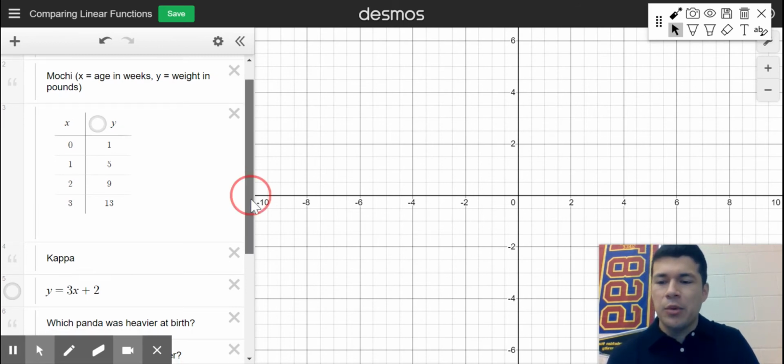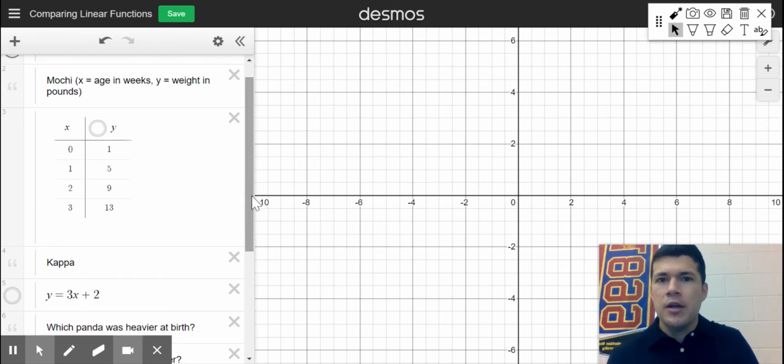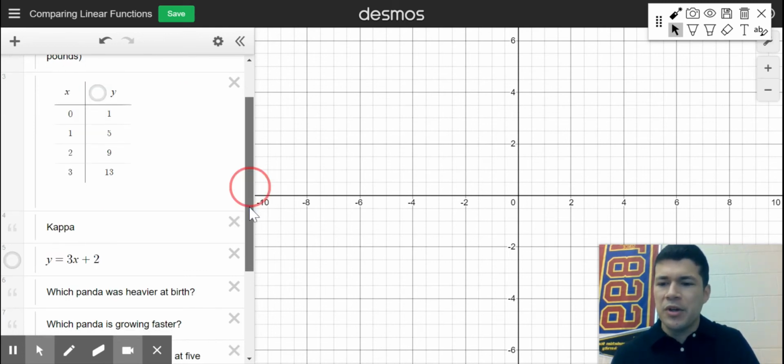Question, which panda was heavier at birth? All right, so how can we tell this? The table lets us know that Mochi weighed 1 pound at birth, while Kappa, what do we look at? Well, you would look at the y-intercept. The y-intercept is 2, meaning that's the value at x equals 0. You could also evaluate at 0: 3 times 0, 0 plus 2 equals 2. So Kappa weighed 2 pounds at birth. Mochi weighed 1 pound at birth. Kappa was heavier.